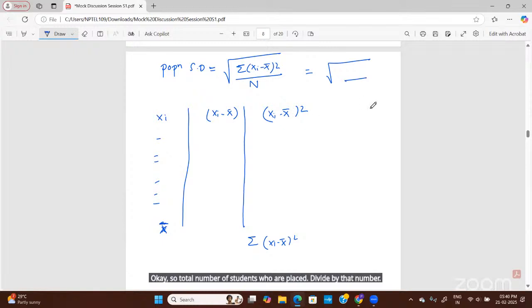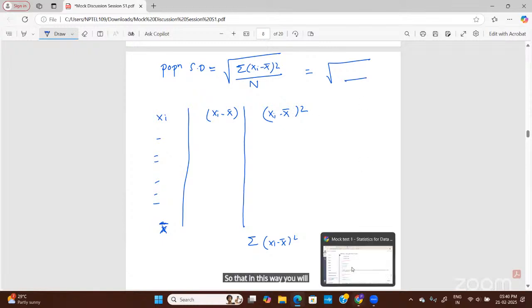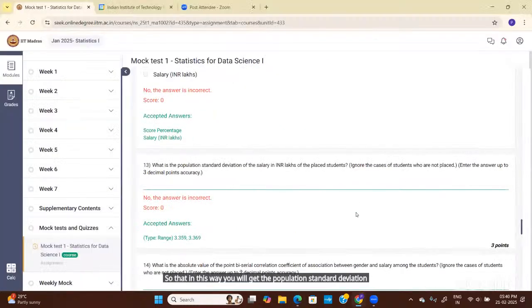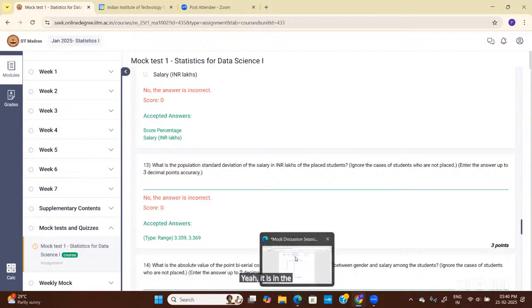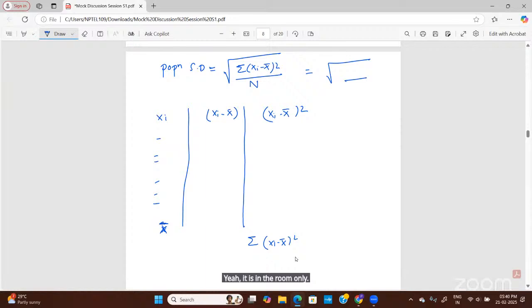So in this way you will get the population standard deviation of salary for the students who are placed. Ma'am, when we divide by n, that is also in the root, na ma'am? The n. Yeah, it is in the root only.